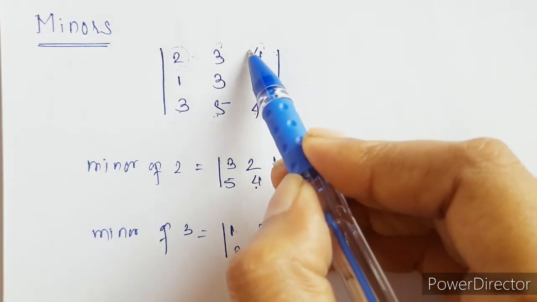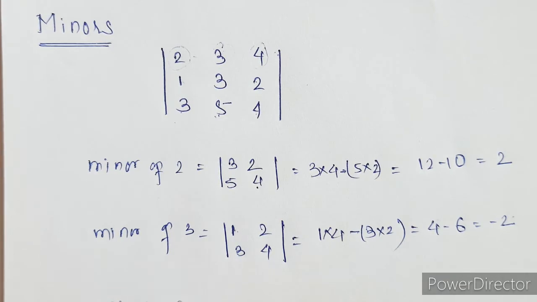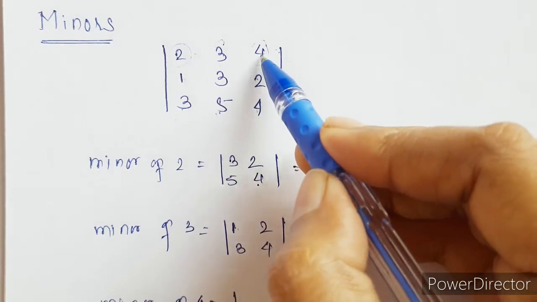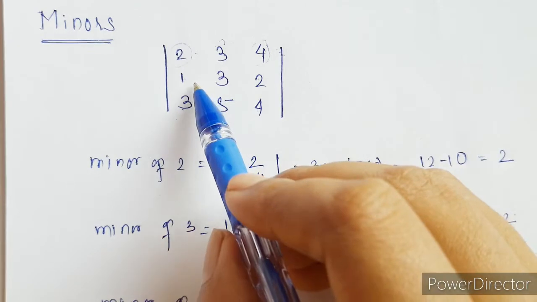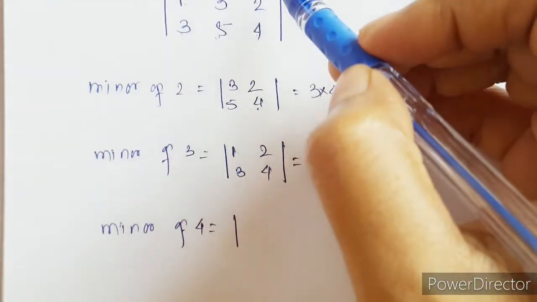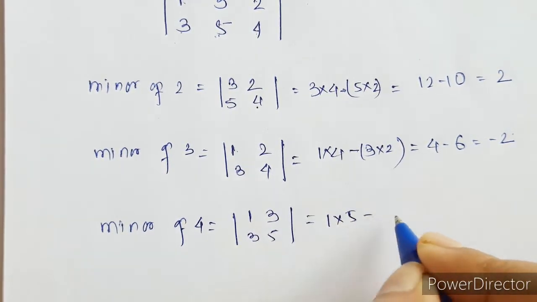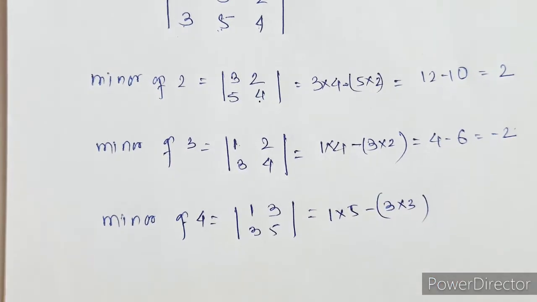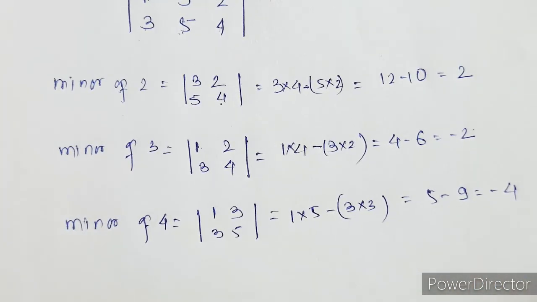Similarly, for the next term, 4. So minor of 4. Again, forget about the same column, same row and take the remaining terms. So what we have is 1, 3, 3, 5. Now find the determinant of this. So it will be 1 into 5 minus 3 into 3. So 5 minus 9, which equals minus 4. So minor of 4 is nothing but minus 4.